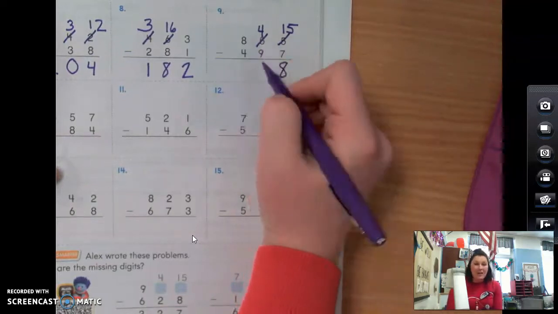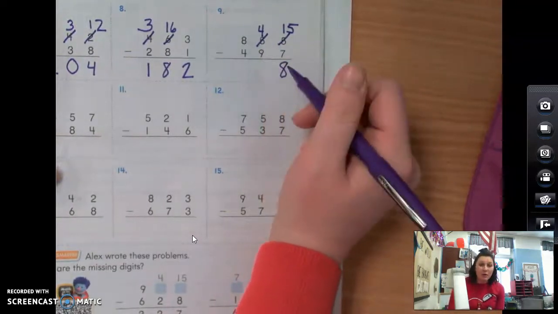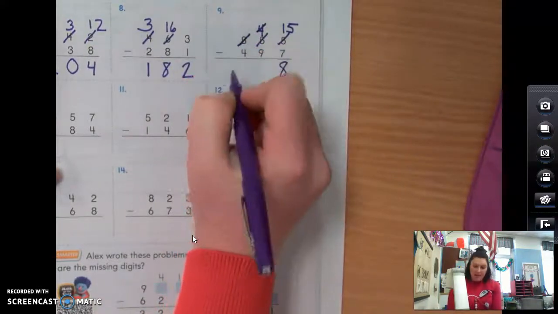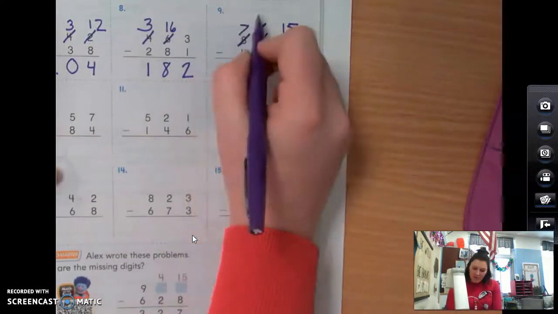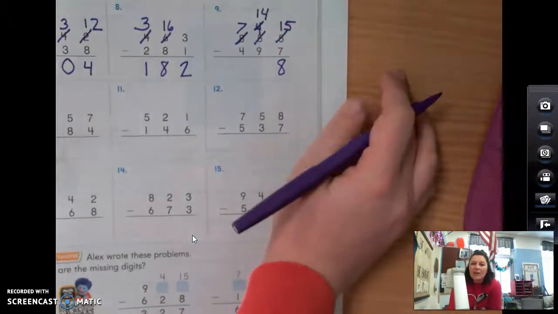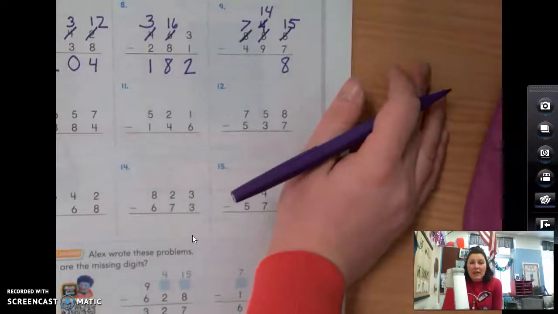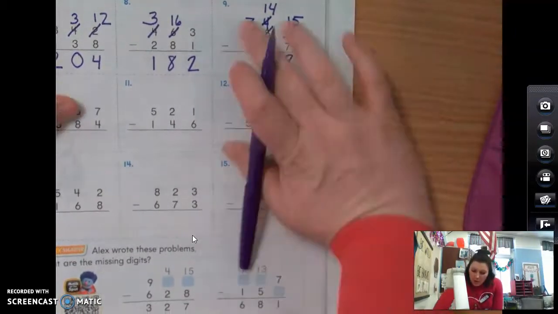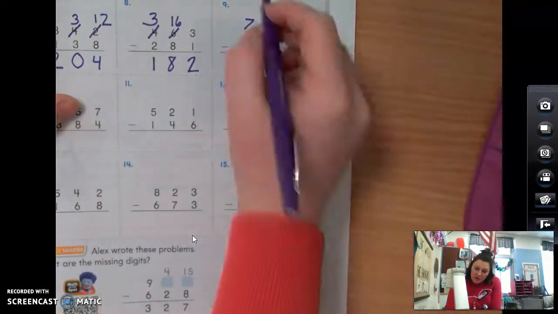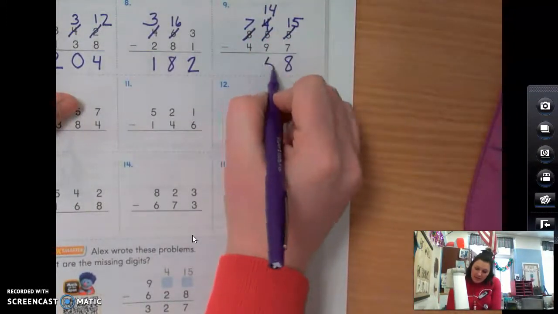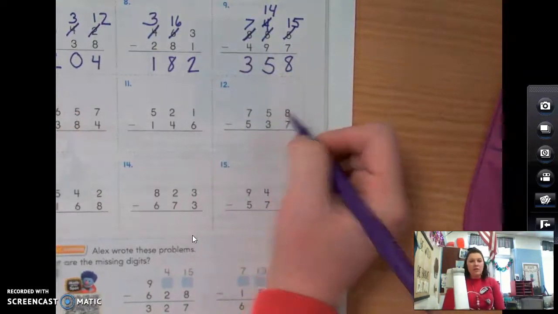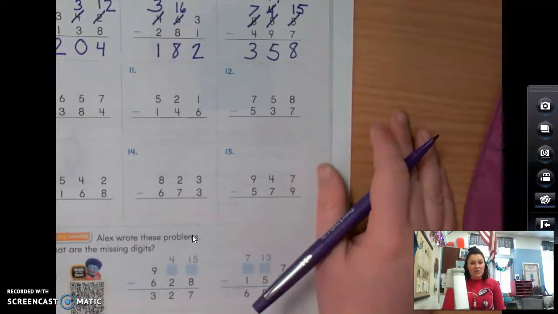And then 4 take away 9. Well, there's still more on the floor. So I have to cross out the 4, cross out the 8. The 8 becomes 7. The 4 becomes 14. Some kiddos try to make that 13. They try to make it a 3. You don't need to. You already did your 1 less and made it 4. So here it needs to be 14. 14 minus 9 is 5. 7 minus 4 is 3. 358 is your answer there.